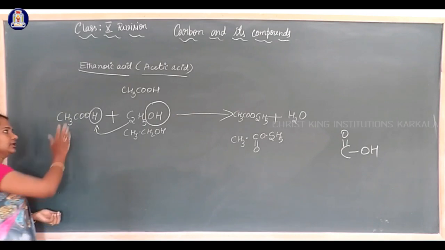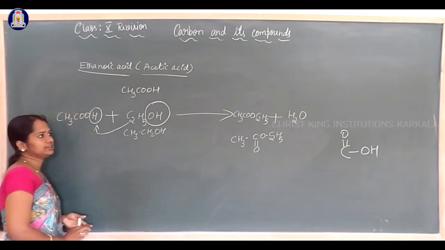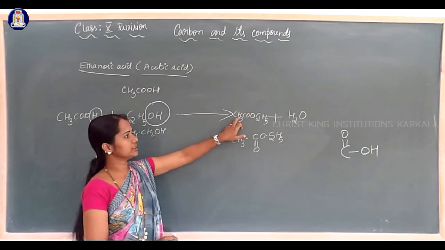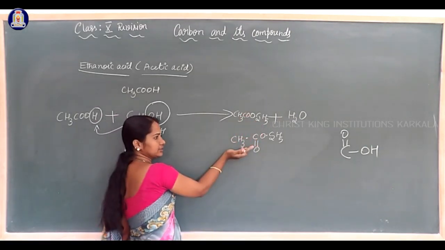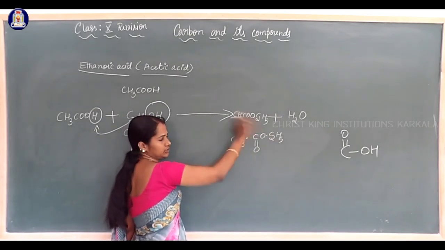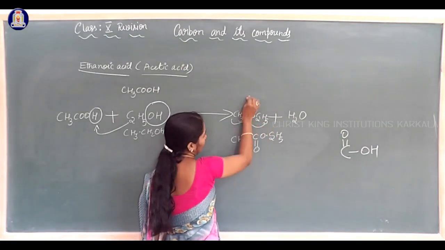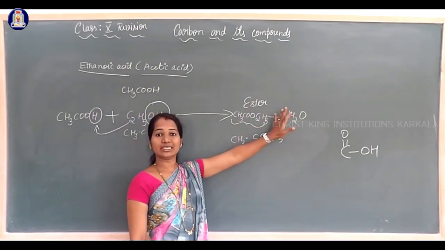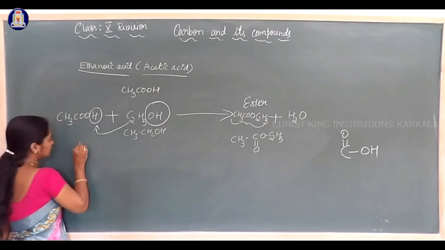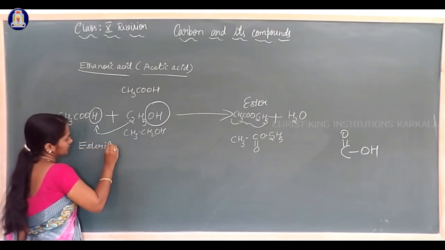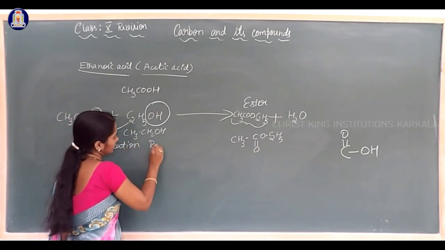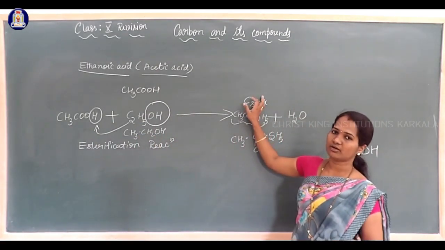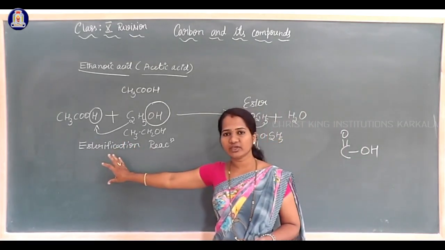Which carboxylic acid is it particularly? Acetic acid reacts with the alcohol, that is ethanol. We get a compound called CH3COOC2H5. It can be written as CH3C double bond OC2H5. This compound we call an ester, along with the water. This reaction is called esterification reaction. Why is it called esterification reaction? Because during the reaction esters are formed.